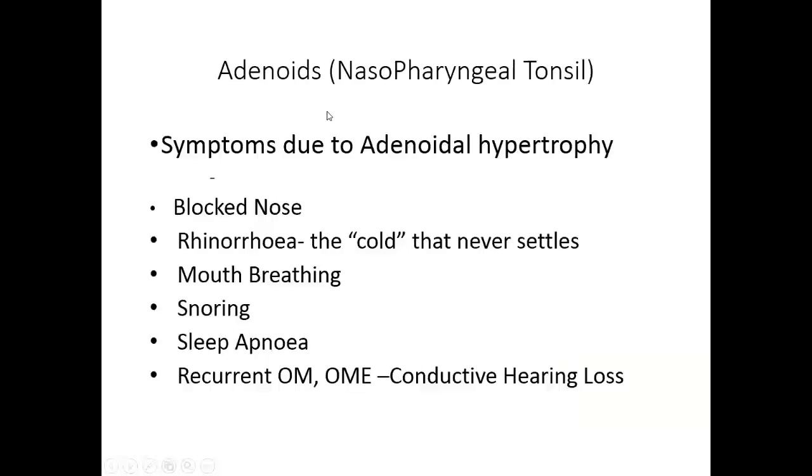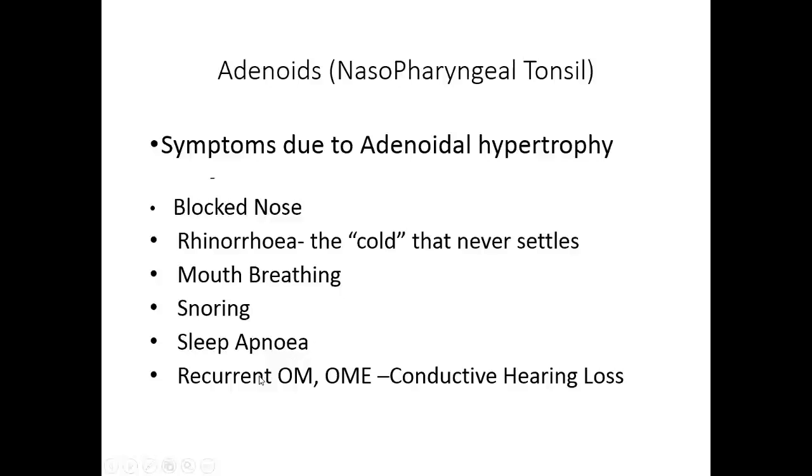So how do they present? Adenoid enlargement will present with symptoms of a blocked nose, or they have rhinorrhea throughout most parts of the day, most days of the week. It's a kind of cold that never settles. Because their nose is blocked, they will be breathing through the mouth. Sometimes when the obstruction is severe, they might be snoring. In those cases, they may have obstructed breathing, so they may not be breathing at certain times in the night. That's called sleep apnea.